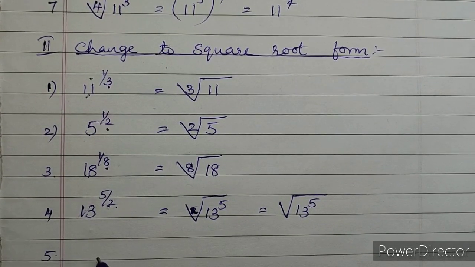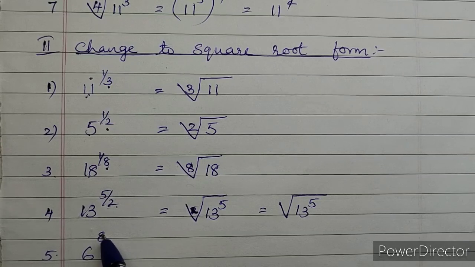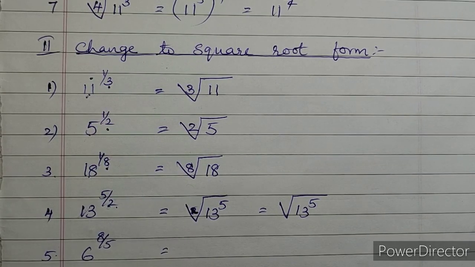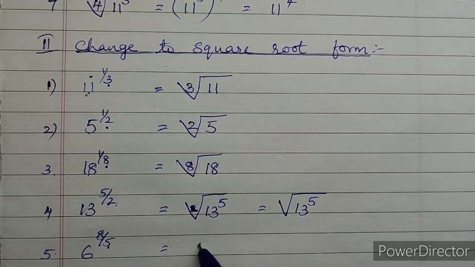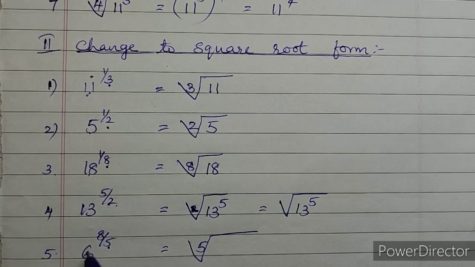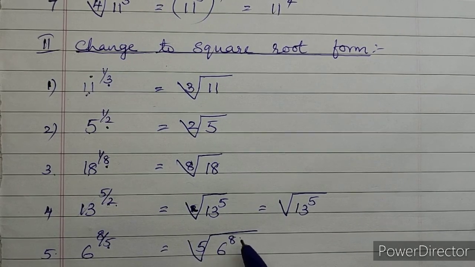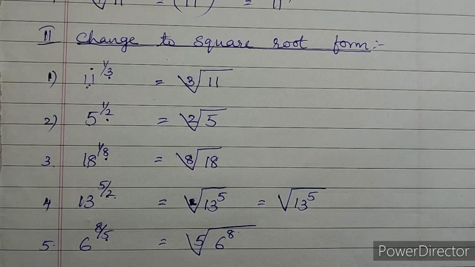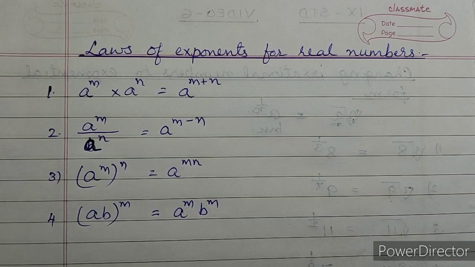Next one, 6 to the power of 8 by 5. So the denominator is 5, the order is 5, remaining 6 to the power of 8. So this is the way of changing index form to square root form. Hope you understood, children. Next section is laws of exponents for real numbers.